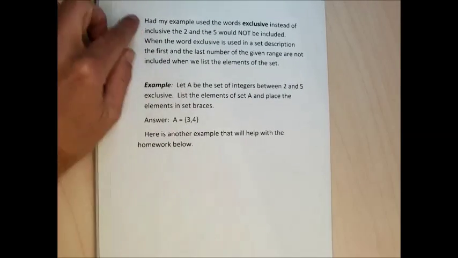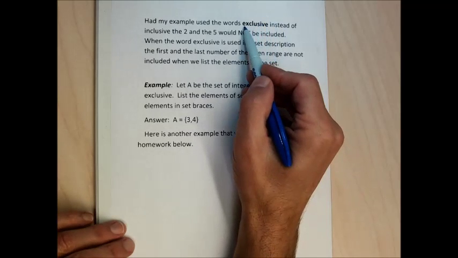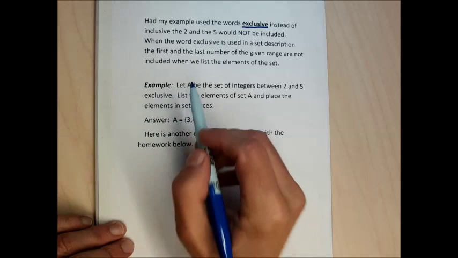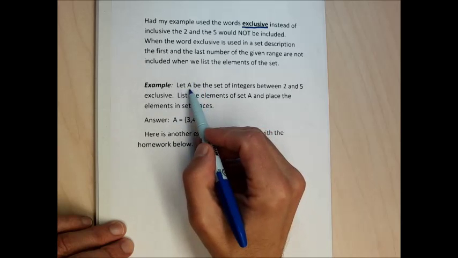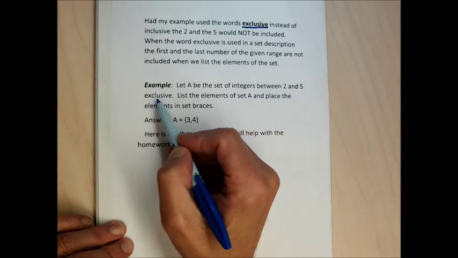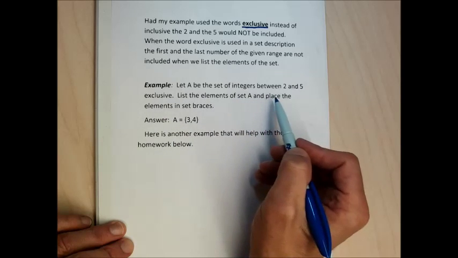And then I've already hinted at this. Had my examples used the word exclusive as opposed to inclusive, the 2 and the 5 wouldn't be included in the set. So let me do this next example. Let A be the set of integers between 2 and 5 exclusive. List the elements of set A and put them in set braces.